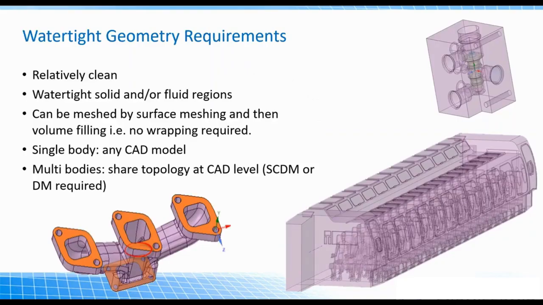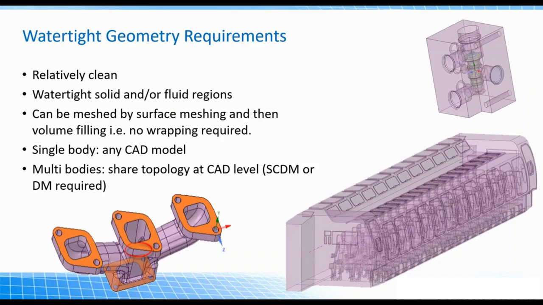All right, so moving on to the geometry. When you import the geometry, there are a few restrictions on it. Your geometry should be relatively clean, so you don't want any gaps or missing faces in your geometry. The solids you bring in, if you bring in solids, need to be watertight, and I'll go into what that means in just a second. You mesh it by surface meshing and then volume filling. If you're familiar with the tree-based Fluent meshing, there was a wrapping step, and that step is now no longer needed.